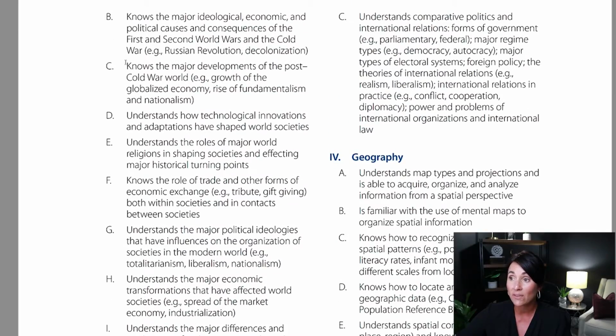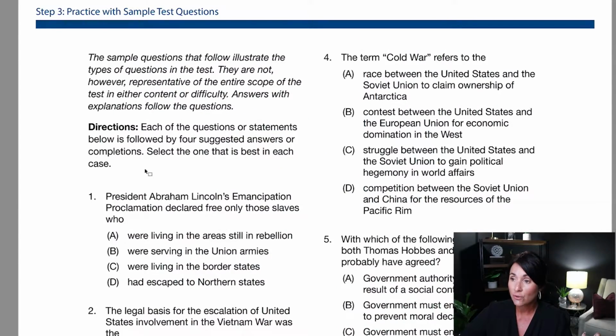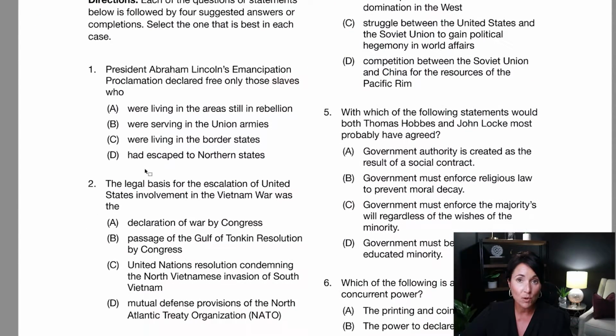So it's very important that you can talk through every single piece of this. Don't leave any of these undone, okay? You want to make sure you know all of this. Now, as you work through this, you're also going to want to take a look at the sample questions. And I love the sample questions. They do a great job.